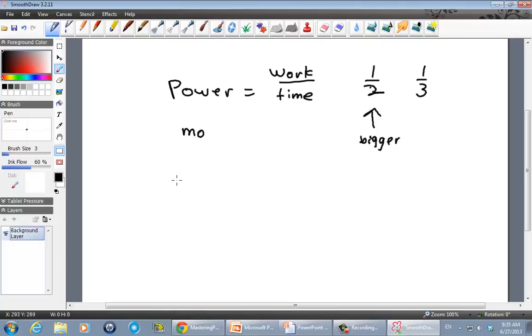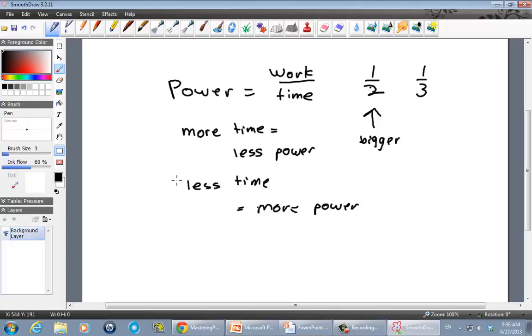So more time equals less power. Less time equals more power. And that makes sense if you think about it. If you lift something heavy quickly, then you've used more power. And if you lift something heavy but you go slowly, then that corresponds to less power.